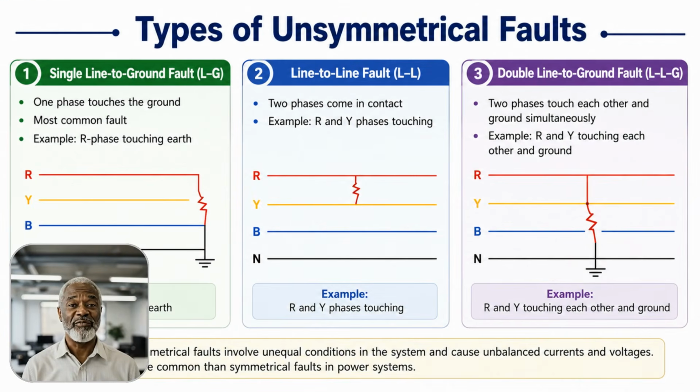Let us discuss the different types of unsymmetrical faults. 1. Single line to ground fault, LG. This fault occurs when one phase touches the ground. It is the most common fault in electrical power systems. 2. Line-to-line fault, LL. This fault occurs when two phases come into contact with each other. For example, the R phase and Y phase touch each other. 3. Double line-to-ground fault, LLG. This fault occurs when two phases touch each other and also touch the ground at the same time. For example, the R phase and Y phase touch each other and the ground.